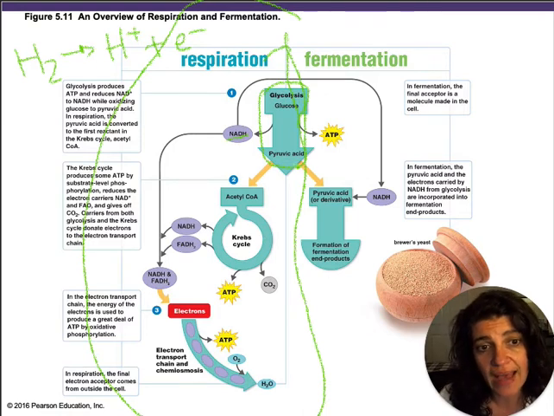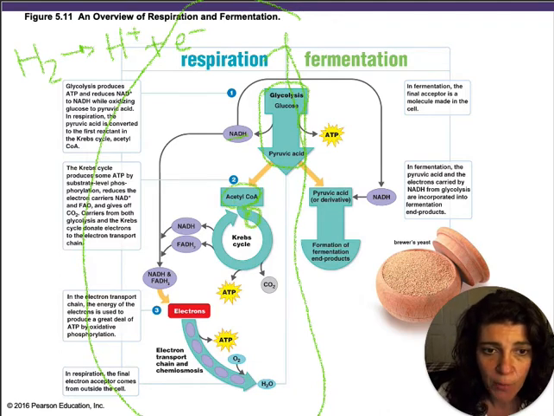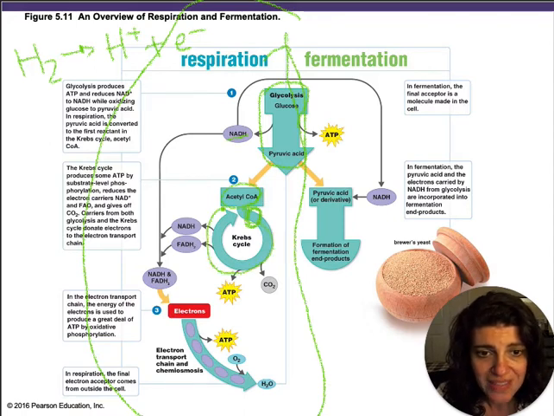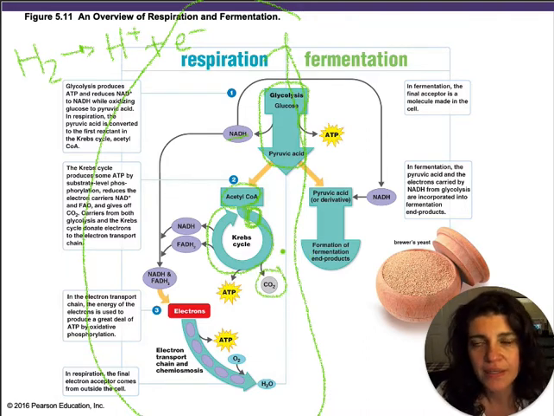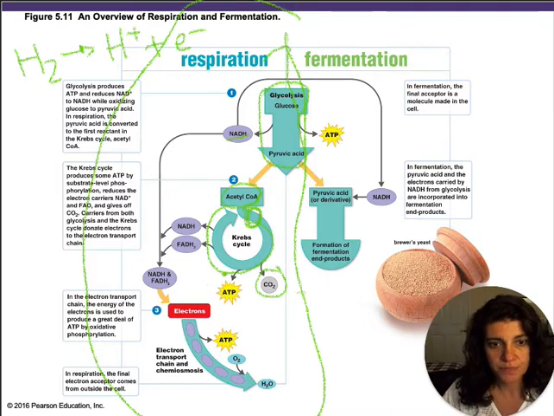Pyruvic acid is transformed enzymatically into acetyl-CoA. Acetyl-CoA combines with a molecule that you have here in the Krebs cycle and creates a 6-carbon compound. That compound is going to be broken down during this cycle, and as it loses carbons, you release carbon dioxide. Is that the carbon dioxide that we exhale when we breathe out? It is.